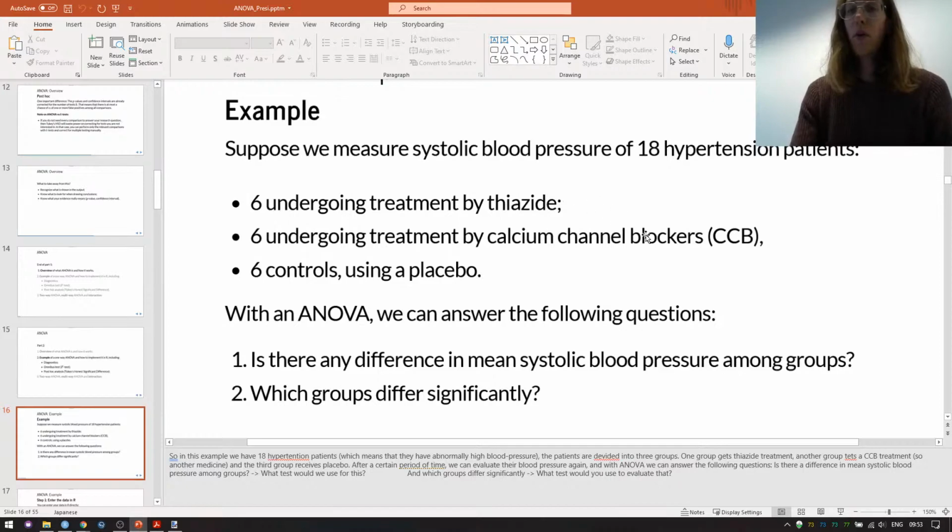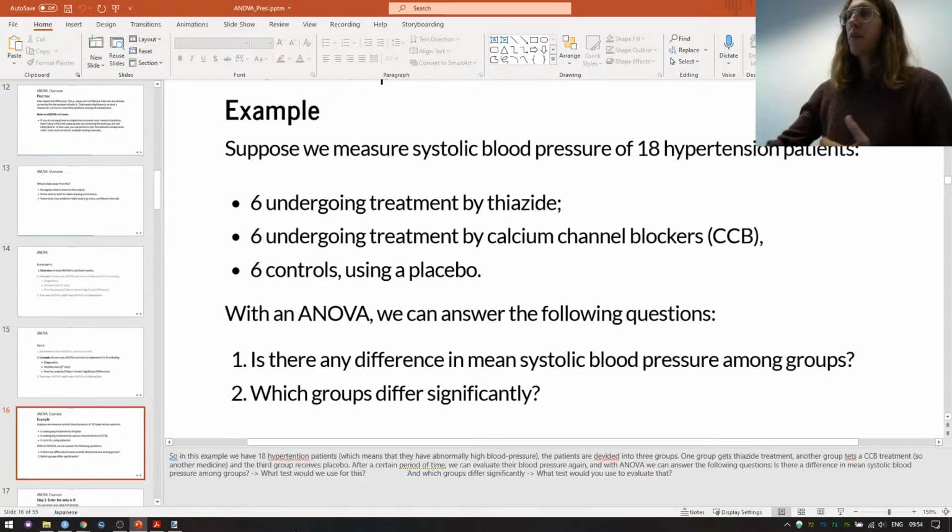Okay, so in this example, we already kind of looked at this example actually. We measured the systolic blood pressure of 18 hypertension patients. Hypertension patients pretty much have a very high blood pressure, that's what it means. We divide these 18 patients into 3 groups, so 3 groups of 6. 6 of them undergo a treatment by thiazide, which is one medicine. 6 of them undergo a treatment by calcium channel blockers, another medicine, and 6 of them get placebo.